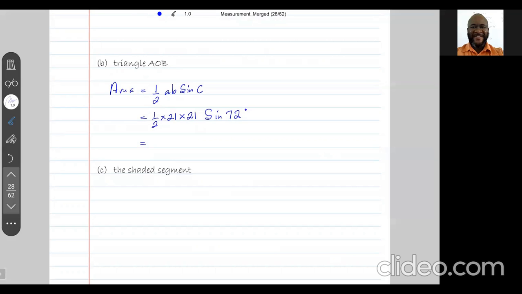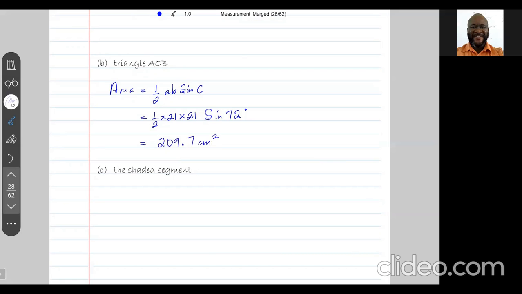A half, in my calculator, I can put that as 0.5. So this is 0.5 times 21 times 21 times the sine of 72 degrees. And so the area of the triangle is 209.7 centimeters square.